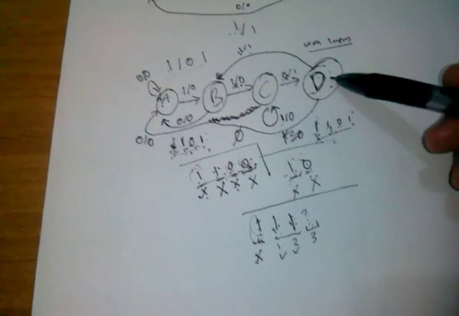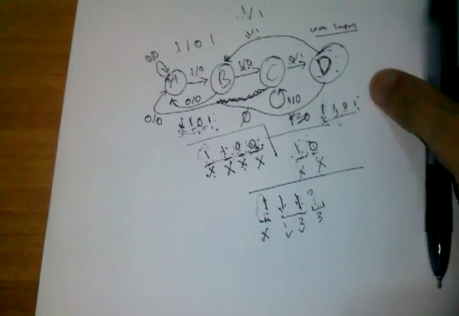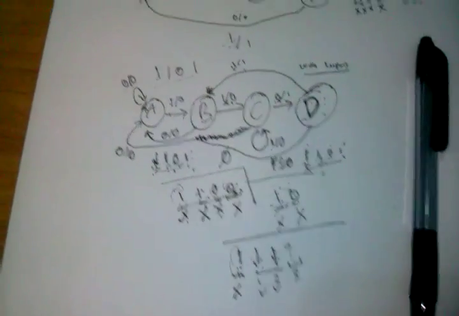Okay, for the Mealy model, I think you just need to put the output and the state in the same circle.